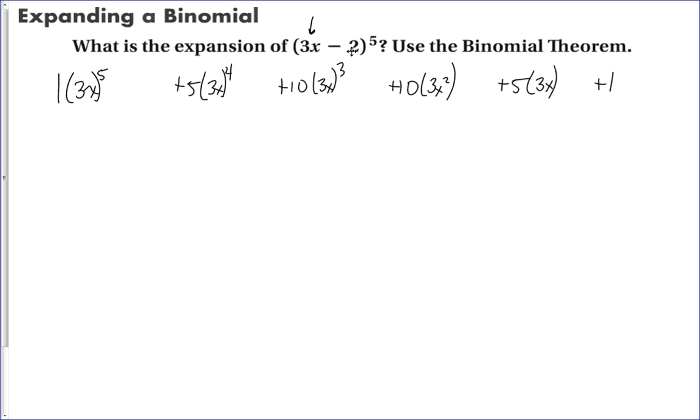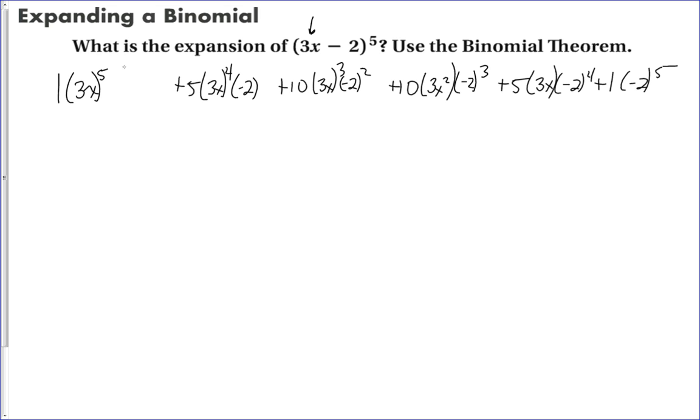Now do the same thing with the negative 2. Negative 2 to the 0, sorry, is just going to be 1. Then negative 2 to the first, negative 2 squared, negative 2 cubed, negative 2 to the fourth, and negative 2 to the fifth. All right, now you just go back through and do your multiplication.